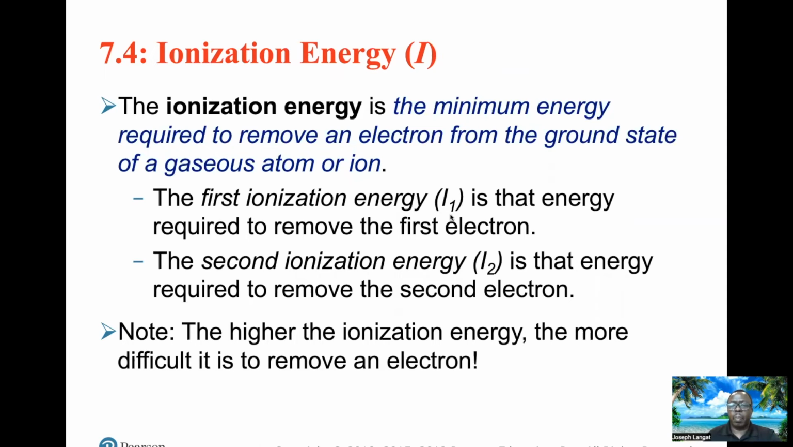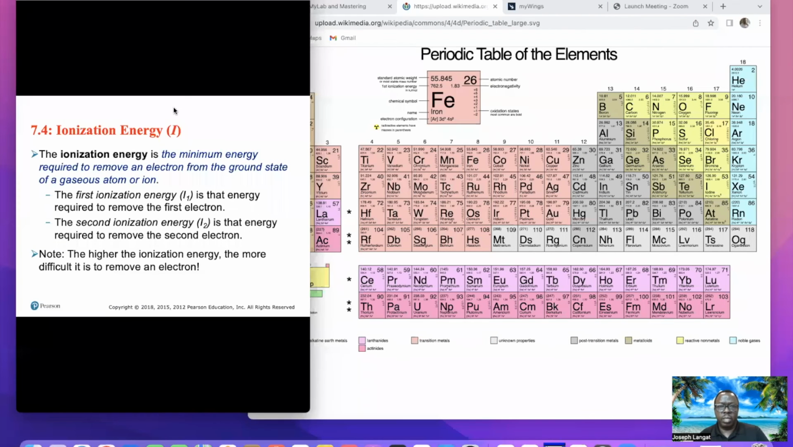The subscript 1, 2, 3 on italic I stands for first ionization energy, second ionization energy, and so forth. Know how to interpret this. First ionization energy is the energy required to remove the first electron. Let me just illustrate what this means.